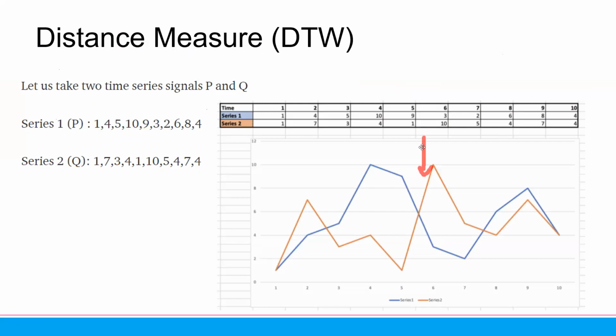So I would like to know what is the distance between P and Q. You know the distance measure when we learn from the similarity. We have the Euclidean distance, we have the Manhattan distance, but now we have another distance measure, we call it dynamic time warping.